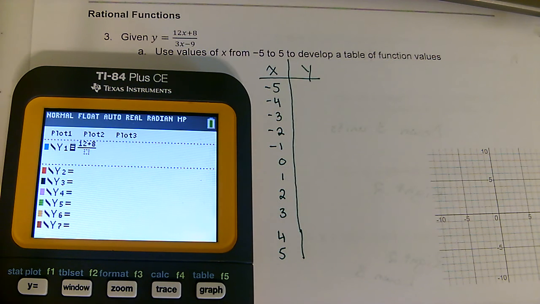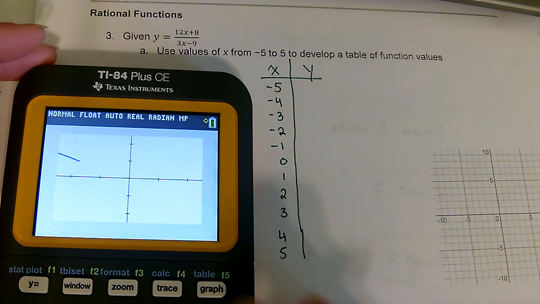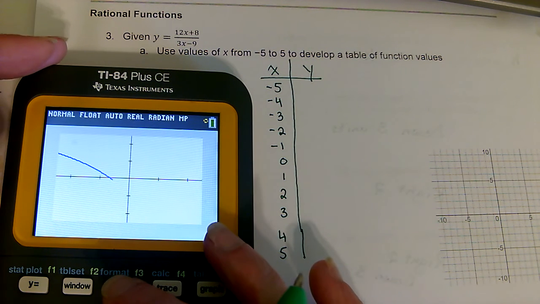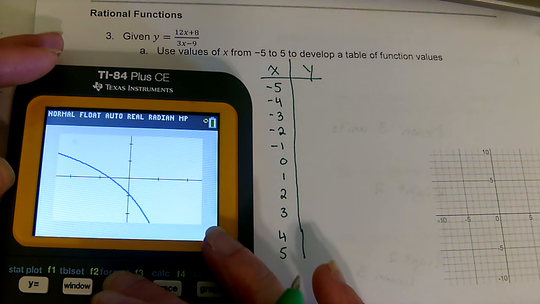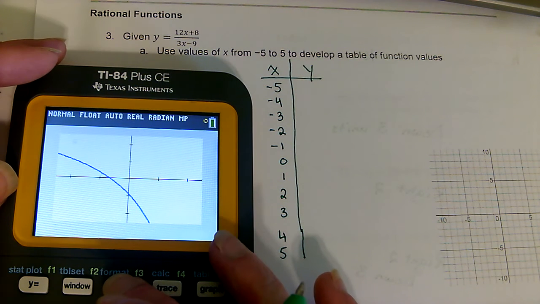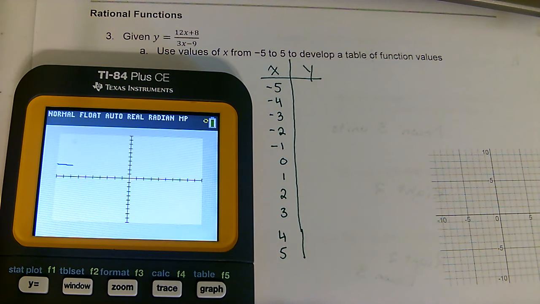Oops, I forgot the x. 3x minus 9. Hit graph. Whoop. So, I'm zoomed in a lot. Let me zoom back out. Let's look at the graph for a second just to get a feel for what it looks like. So this is a rational function.